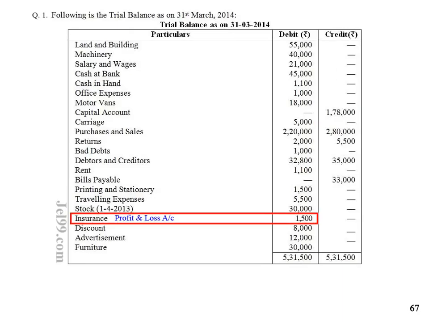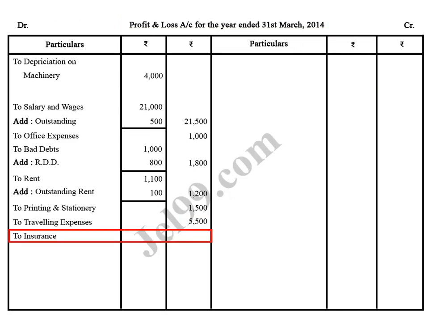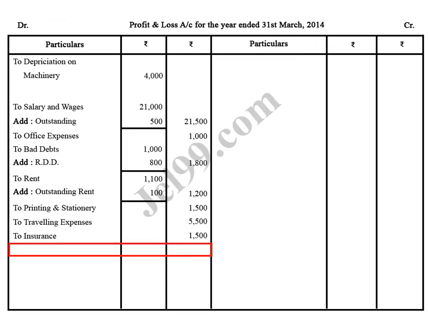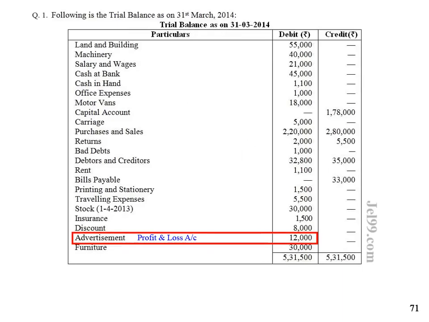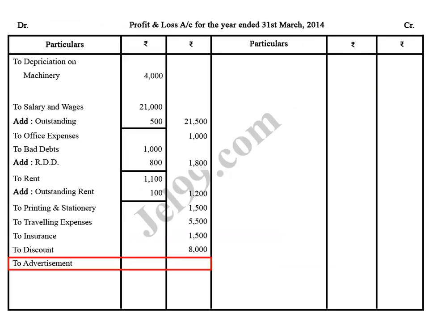Next, insurance ₹1,500 is shown in profit and loss account, debit side, to insurance ₹1,500. Next entry, discount of ₹8,000 is shown in profit and loss account, debit side, to discount ₹8,000. Next entry, advertisement ₹12,000 is shown in profit and loss account, debit side, to advertisement ₹12,000.